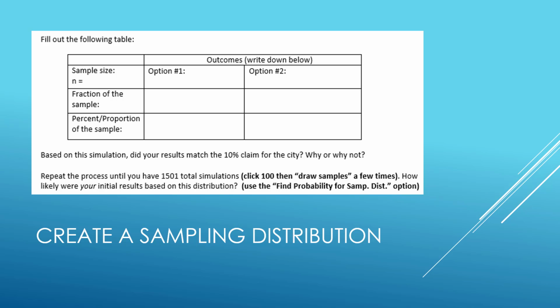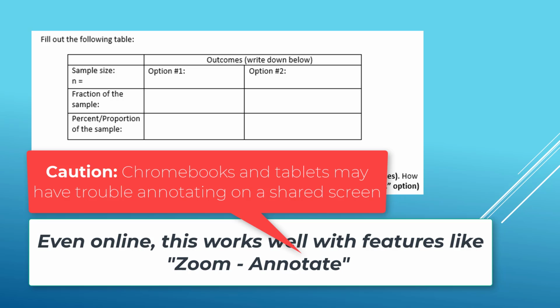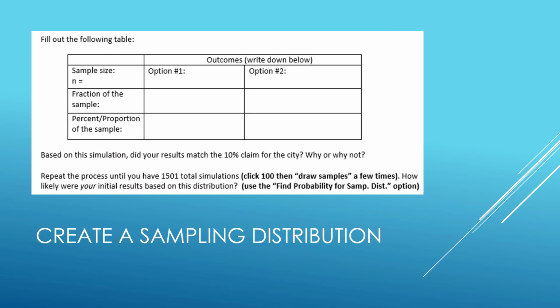If you're doing this online and using Zoom, you could do Zoom Annotate and share your screen, and they can actually draw where their sample would be located on the grid. That's a pretty nice way to get everybody actively engaged. Be careful, of course, as you know with Zoom annotation, it may not work well for Chromebooks and other tablets. If that happens, just have the students send you a chat message with their results and you can add the little dot for them.